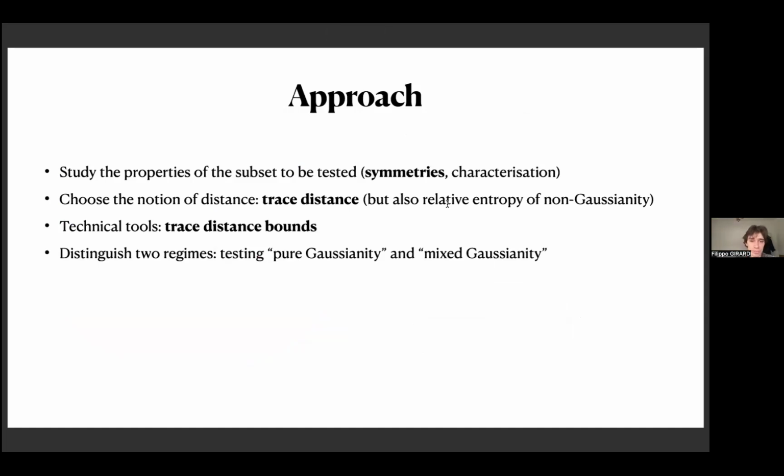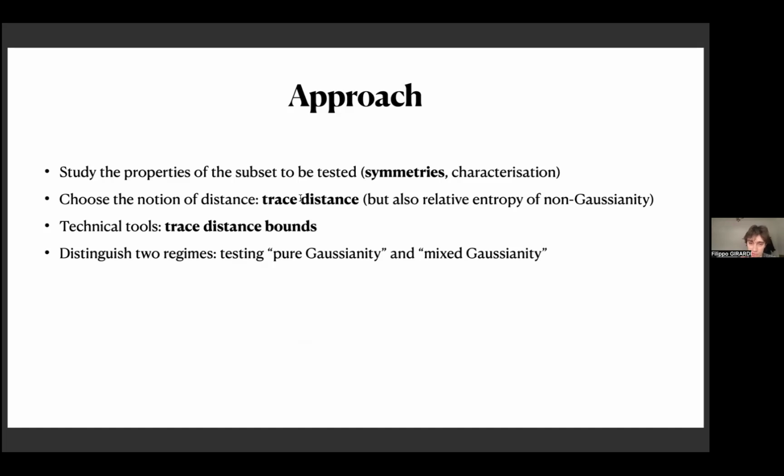So what is the approach that we are going to consider in this presentation? First, we need to understand the properties of the set that we are testing. In particular, we are going to discuss its symmetries and also, as we already mentioned, its characterization in terms of mean, covariance, energy. Then there is a delicate topic, which is the choice of the notion of distance. We are going to choose the trace distance for operational reasons and also for technical reasons.